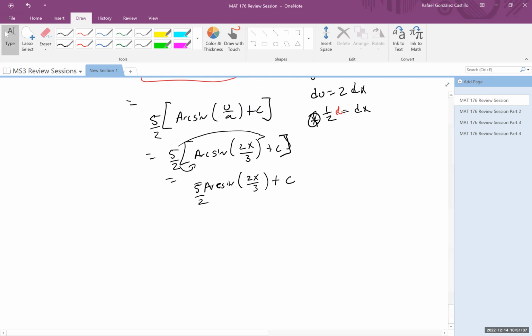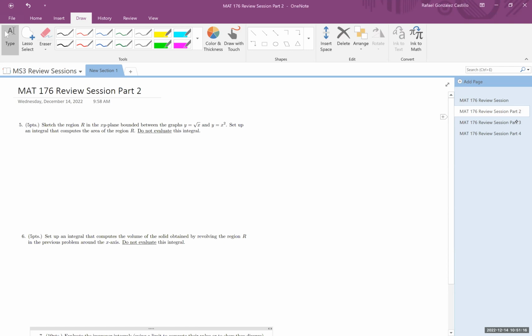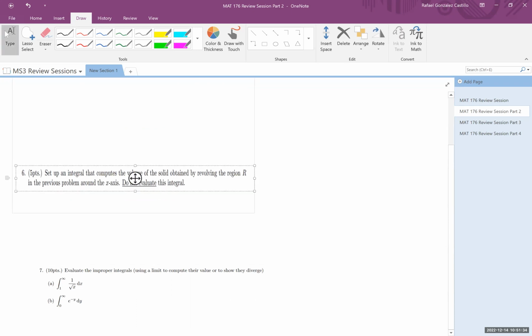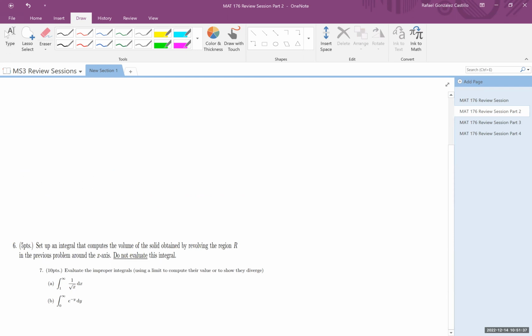For problem number 5, we move into more of the geometrical part of the course. We have to sketch a region in the xy plane that is bounded between the graphs of y equals the square root of x and y equals x squared. We're asked to set up the integral and not evaluate it. All you have to do is really set this up. Let me just move this down to give myself some more space.